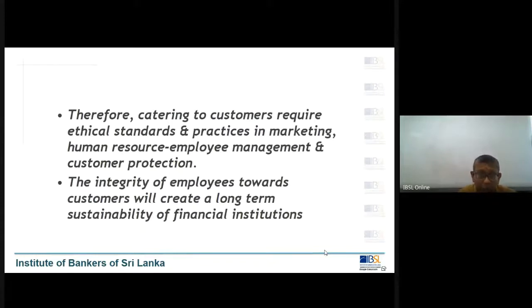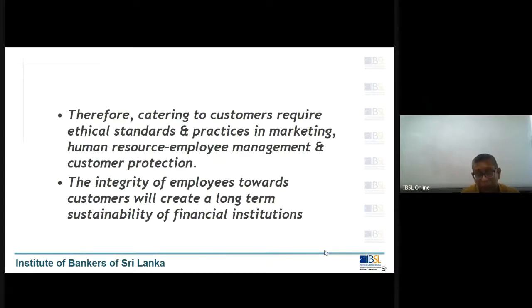So when we are dealing with customers as bankers and financial students, when you are catering to the customer's requirements, we need to behave and adopt ethical practices, right? Especially in marketing, human resources and customer protection areas. We have to treat our customers well. Therefore, the integrity of the bank's employees towards customers will create long-term sustainability for the financial institution, right?